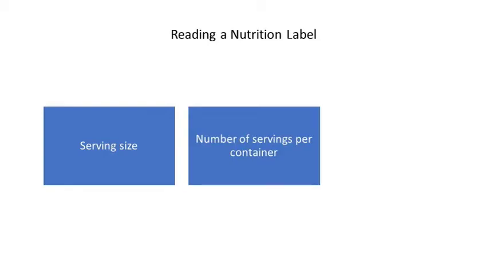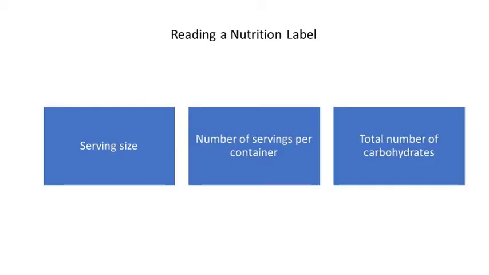Reading a nutrition label is a really important skill, but sometimes it can feel really tricky. The key thing to remember is that you need 3 pieces of information: the serving size, the number of servings per container, and the total number of carbohydrates. This is enough information to get you started.